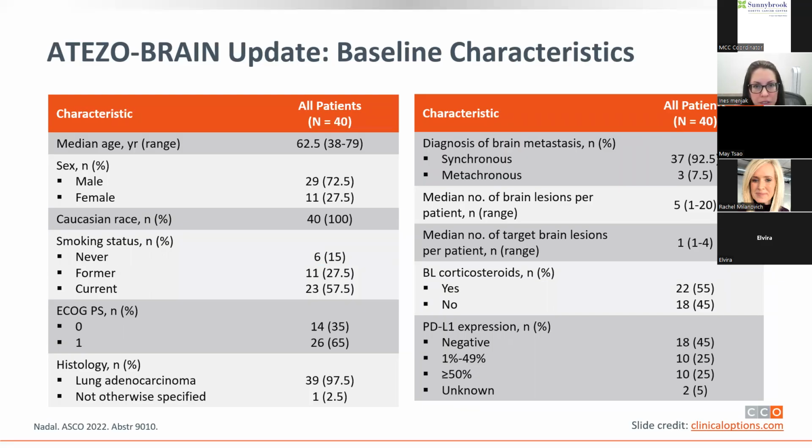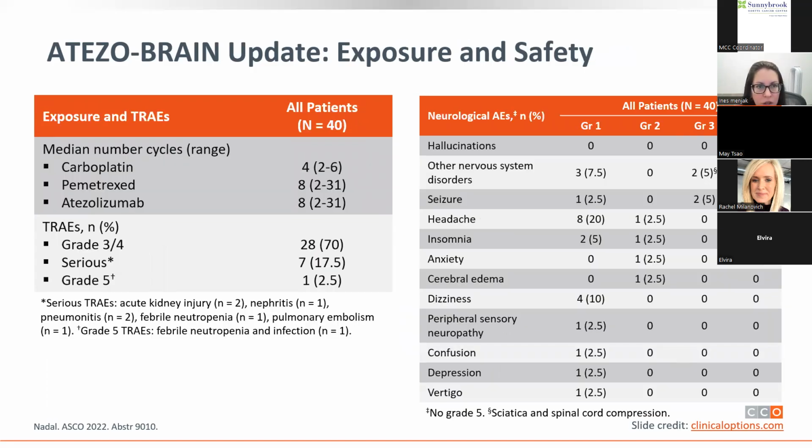So baseline characteristics, just to highlight, the median number of brain lesions per patient was 5, with a range from 1 to 20. More than half of them were already on corticosteroids. They had to be receiving 4 milligrams or less of dexamethasone as part of the study. So they were talking about the median number of cycles here. Median number up to the maintenance would be 8 with pemetrexed atezo.